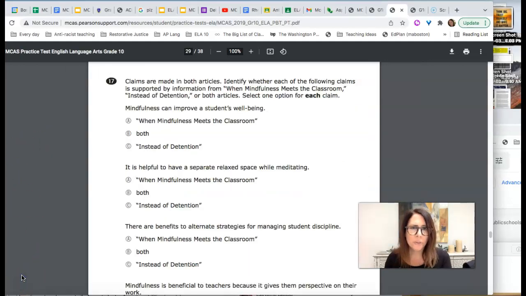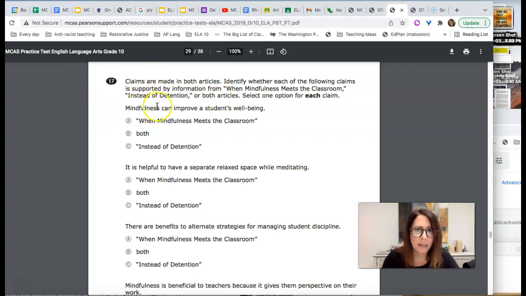Before we jump into the second type of essay that is a little strange beyond the one that I taught you, I want to go over a different type of question that we didn't deal with directly. It says claims are made in both articles. So it's a double article, double story. Identify whether each of the following claims is supported by information from Article A or Article B or both. Select one option for each claim. So get used to it.